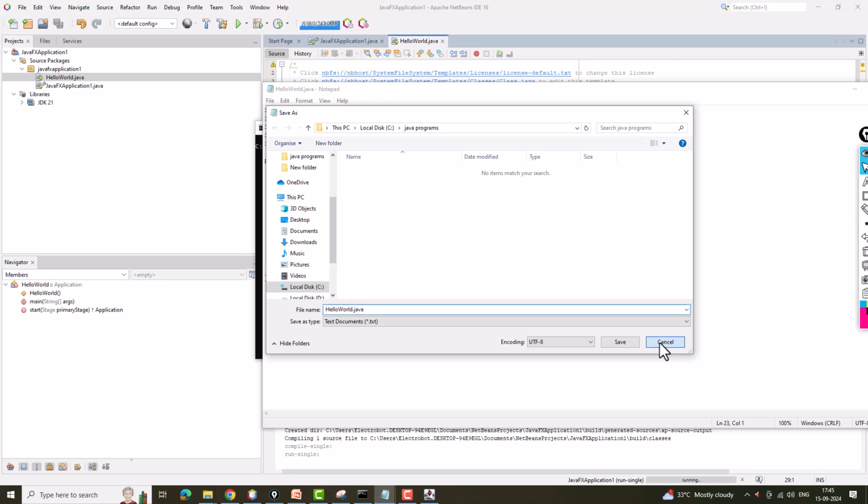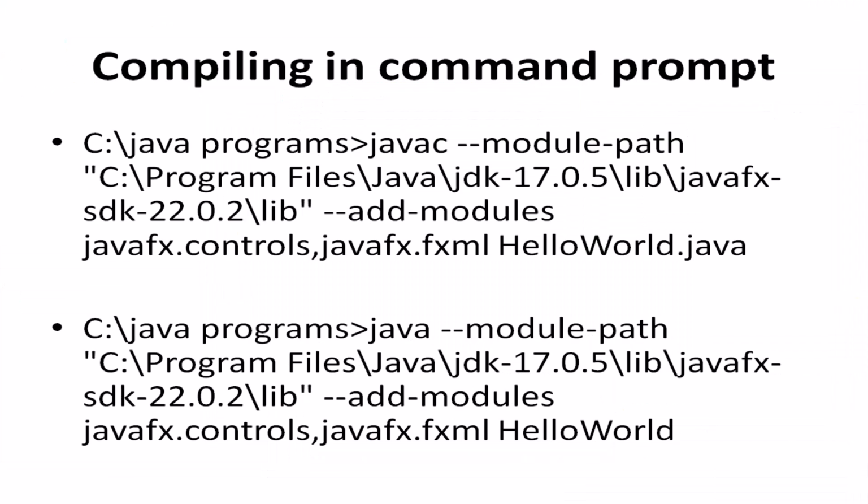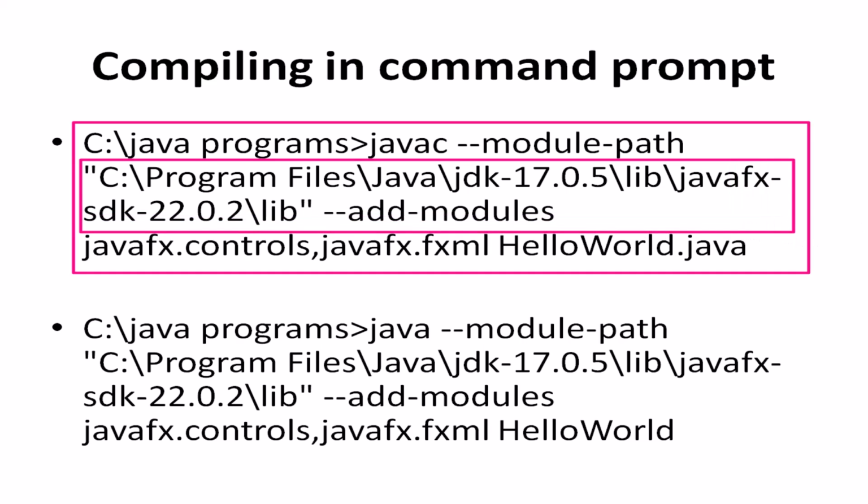Basically, this is the particular path. So this particular step you need to follow. Now here what I have done is I am going to save the program under the Java programs folder. I have already saved the particular program. Now what I am going to type: here you have a particular path related to the program. So you need to type the particular path of the Java program.